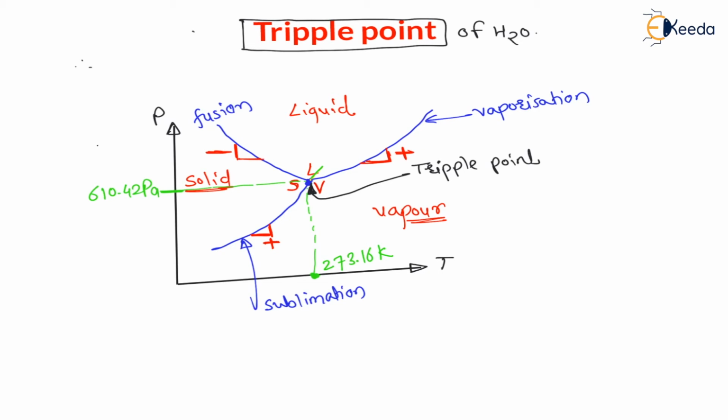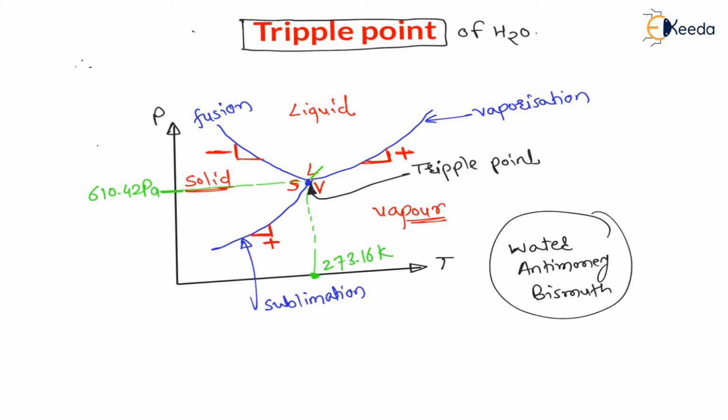My dear students, there are only three components having negative slope for the fusion line. First is water, second is antimony, and third is bismuth. Only these three components have a negative slope for the fusion line, right? And all the rest of the components will have a positive slope for the fusion line, right?